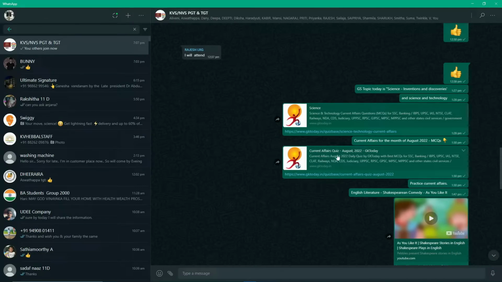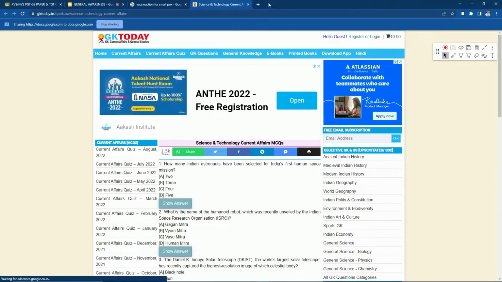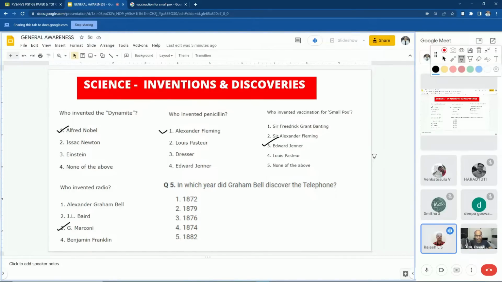Okay. Let us take just 1 minute. Let me go back and let us see. It will take some time. According to Google, it is Edward Jenner, correct? Sir, yes, according to my subject also it is Edward Jenner, because I read this. He is a biologist student.